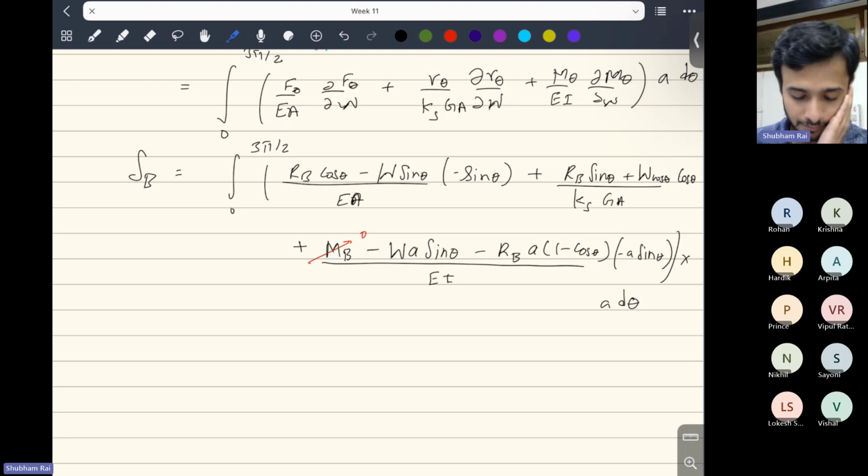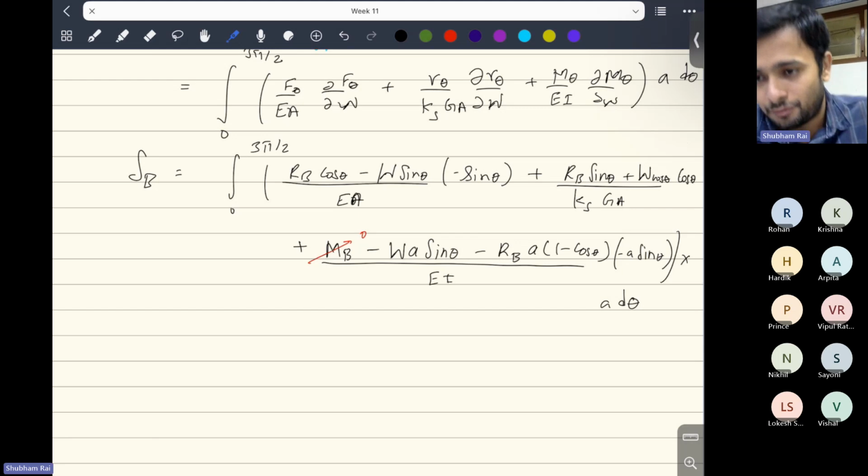Similarly, in any other question, you have to find moments, axial forces and shear forces at any point in the cross section. Write down the energy and differentiate with respect to the force at the point at which you want to calculate deflection.